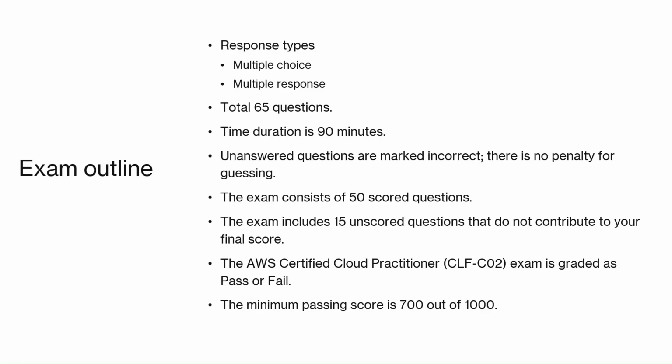Now let's understand the scoring. The exam follows a pass or fail result. Your result is reported as a scaled score between 100 and 1000. The minimum passing score is 700. And remember, you don't have to pass each individual domain separately. AWS uses a compensatory scoring model. So, your overall performance determines whether you pass or fail.